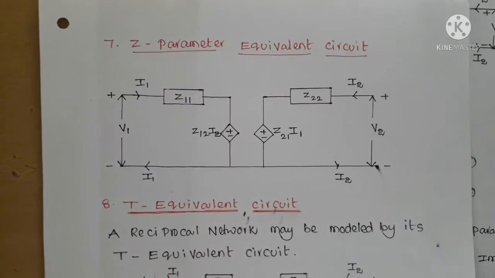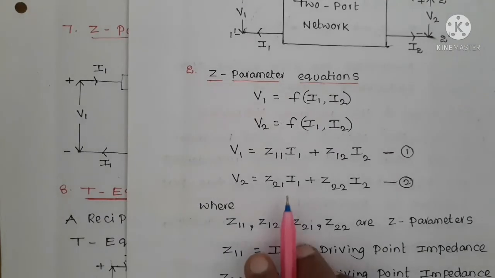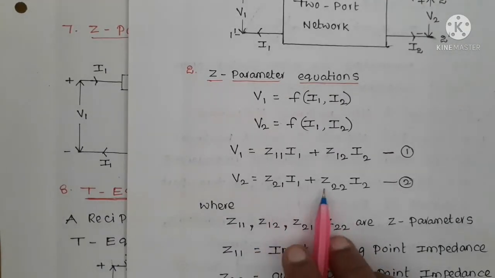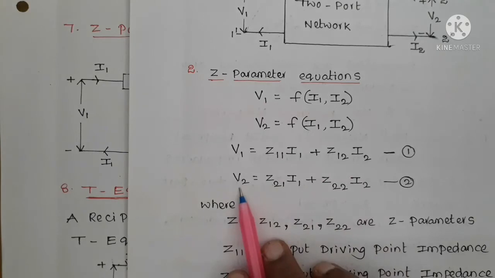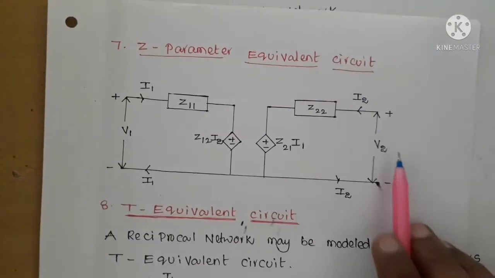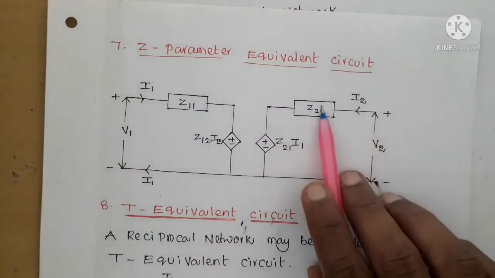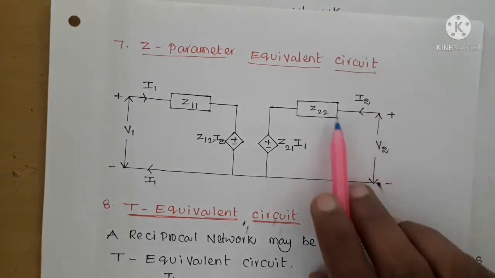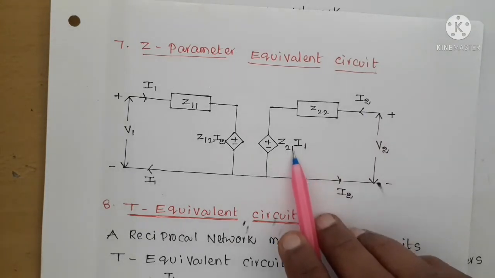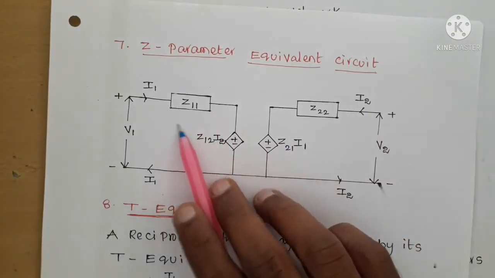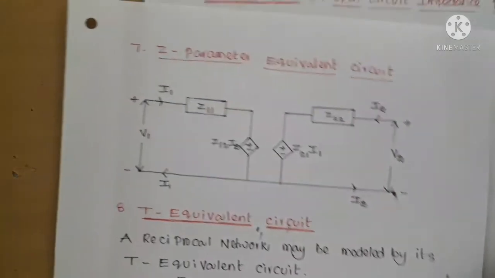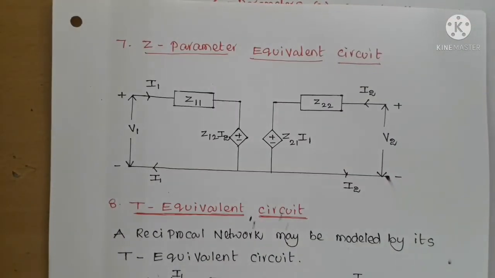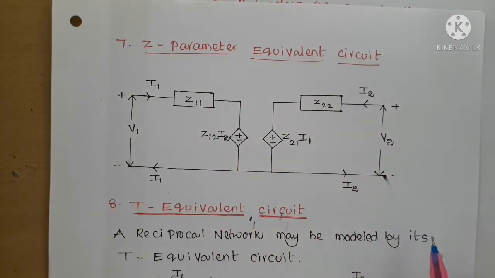In similar manner, the second equation is V2 equal to Z21 I1 plus Z22 I2. So here when Z22 is multiplied with I2, we get one component of V2, and Z21 into I1 is the second component of V2. V2 is the port 2 voltage, I2 is the port 2 current. When I2 is multiplied with Z22, we get one component of V2, Z22 I2, and the second component is Z21 I1. I1 is the port 1 current. So to satisfy the term, I am taking a dependent voltage source whose value is Z21 I1. In that way it becomes the Z parameter equivalent circuit. So the given two-port network and this Z parameter equivalent circuit are the same from a performance point of view.